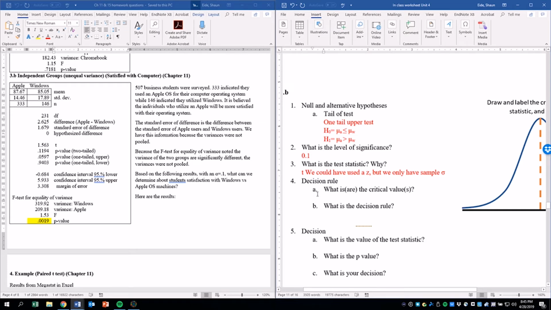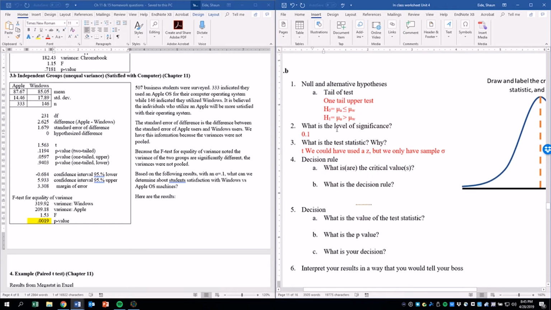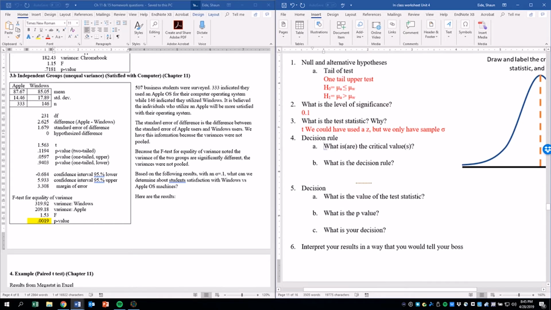So next, decision rule. For some of y'all, you have different sheets than what's in front of you, so I just kind of changed it a little bit. But this is going to make it a little easier to follow along with. So first of all, what is the critical value? The critical value we're going to find on the t-distribution. And so I'm going to pause this for a second, and I'm going to pull up the t-distribution.